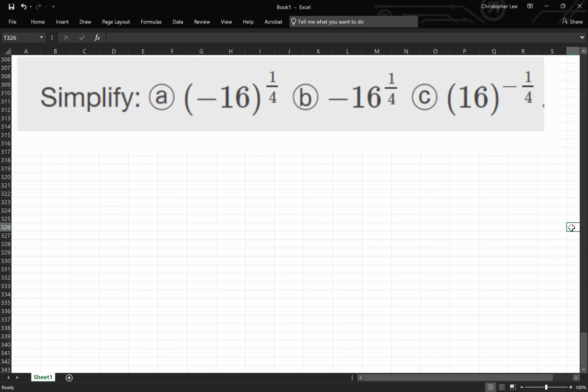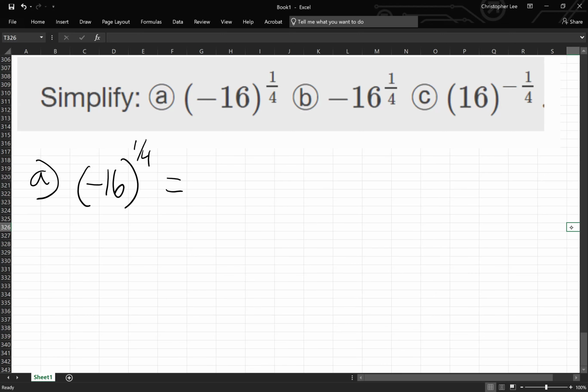Oh man. All right, let's try this out. A, right? I have negative 16 raised to the 1/4 power. What's the answer? It is that, but we didn't get to that topic yet. Go ahead.